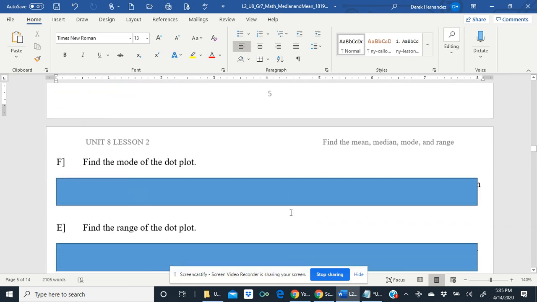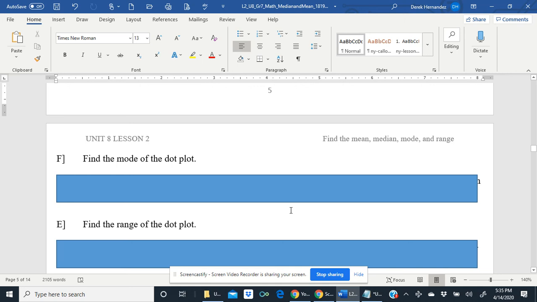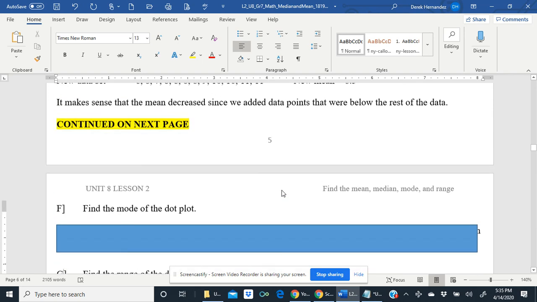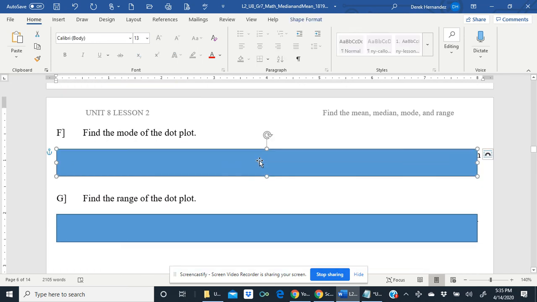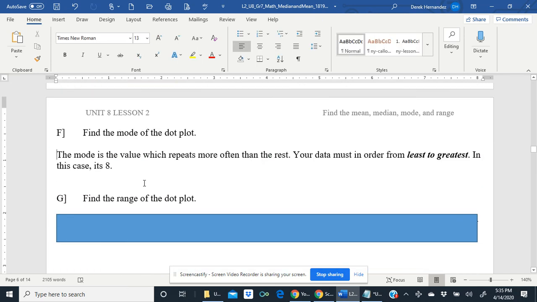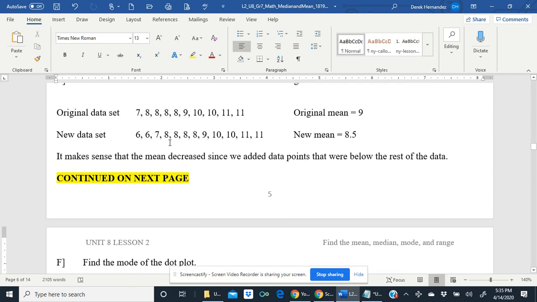All right, almost done. I know this is long. That should be G. Find the mode of the dot plot. Remember, here are our values in the dot plot. The mode is the value which repeats more often than the rest. Your data must be in order from least to greatest. In this case, it's 8. How do I know? 8 shows up more than every other value in the list. That is our mode.